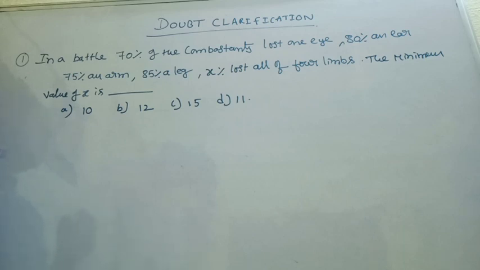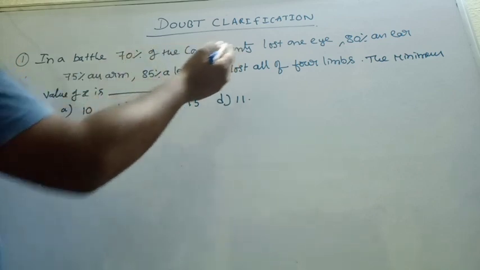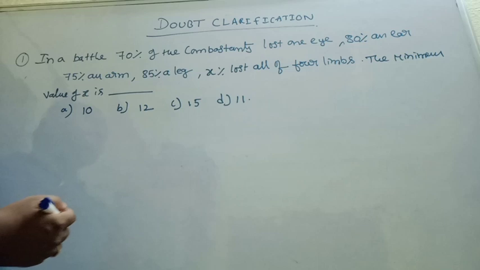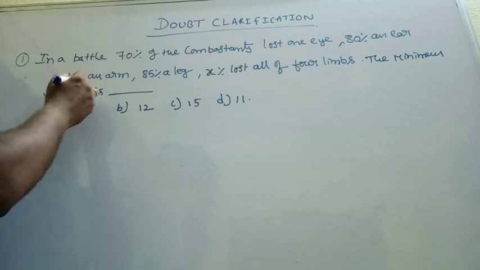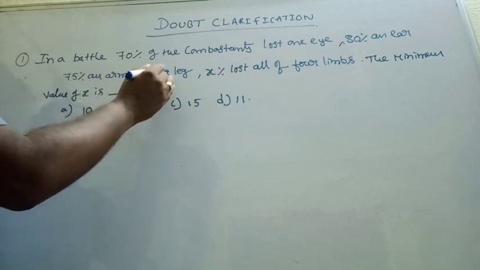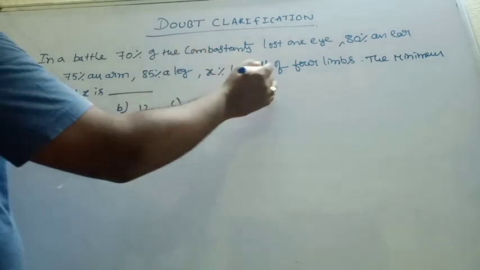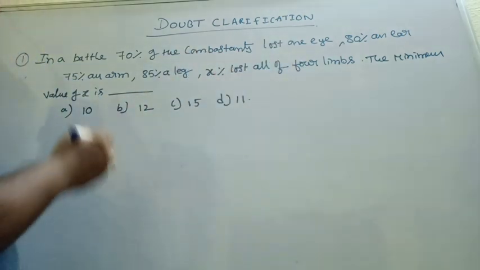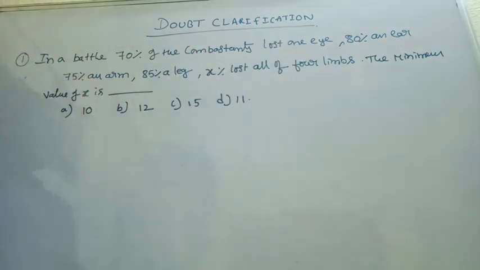In part of that, this problem: in a battle, 70% of the combatants lost one eye, 80% an ear, 75% an arm, 85% a leg, and X percentage lost all the four limbs. The minimum value of X is what? You see, my dear students, how we are going to do this particular problem.